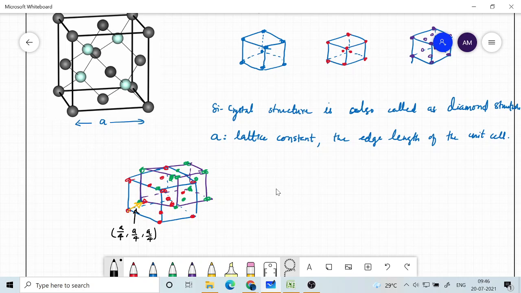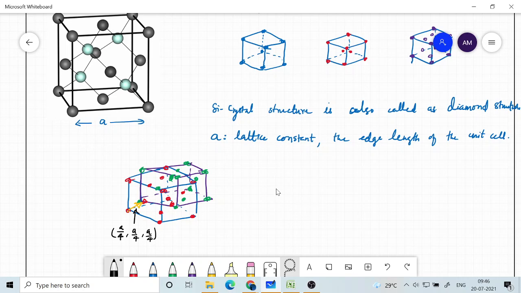The reason for that is for every black atom there is a corresponding green atom, but it is displaced by A by 4, A by 4, A by 4. So most of this pair will go out of the unit lattice and only 4 of them will get inside. Okay, so this is basically what is called the diamond structure.